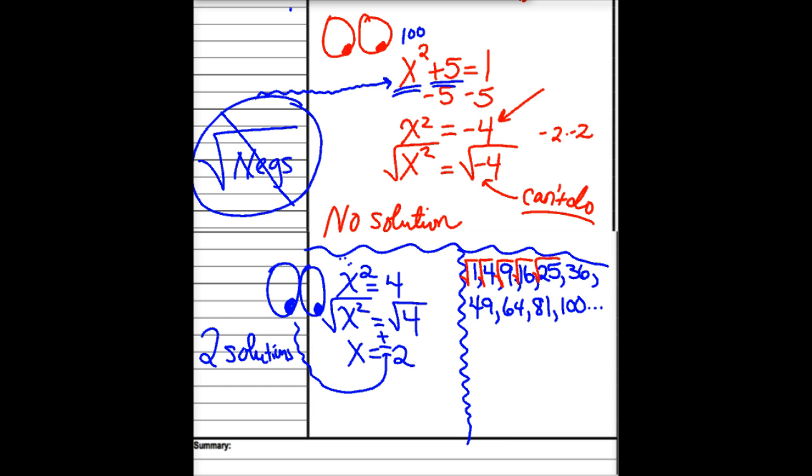Square root of 25 is 5. The square root of 36 is 6. Square root of 49 is 7, 8, 9, 10. So these all have perfect square roots.